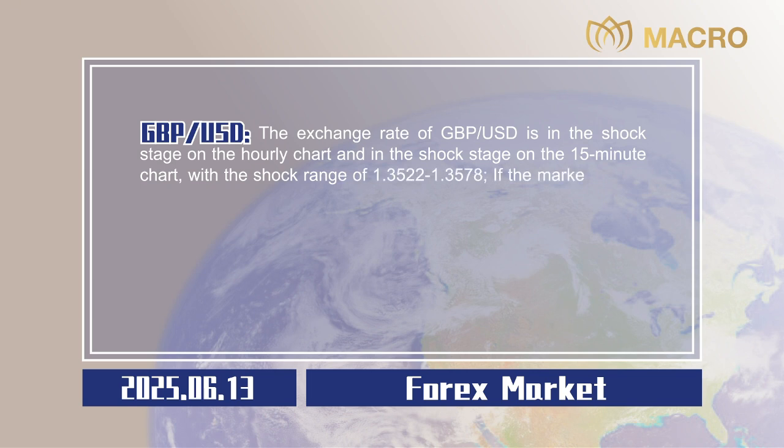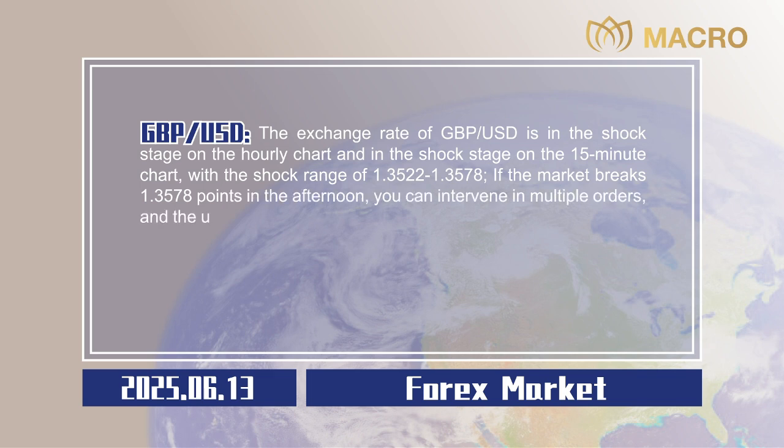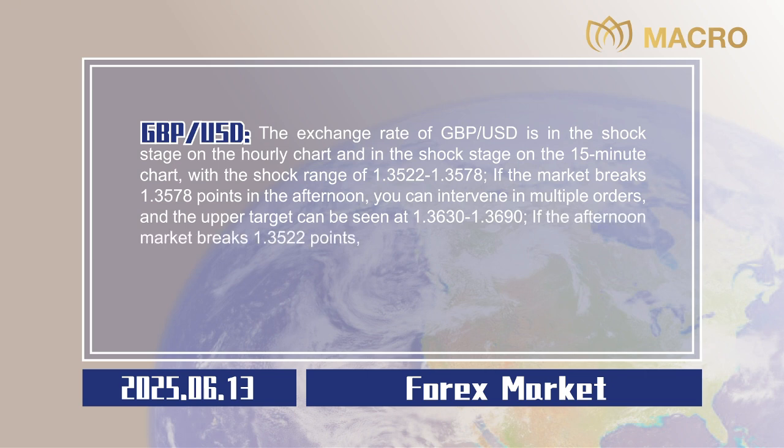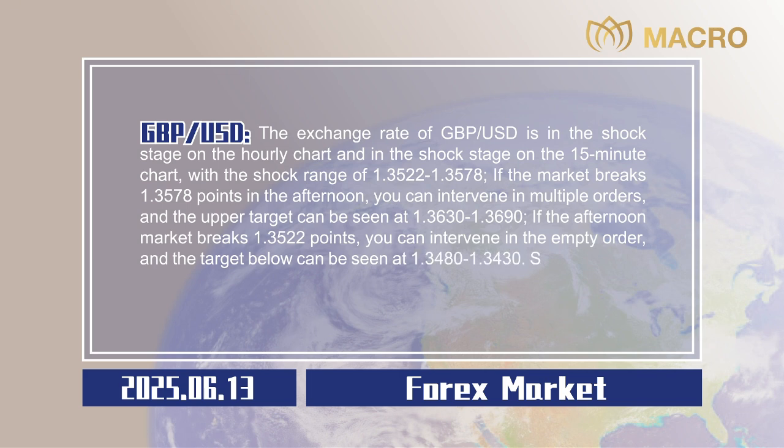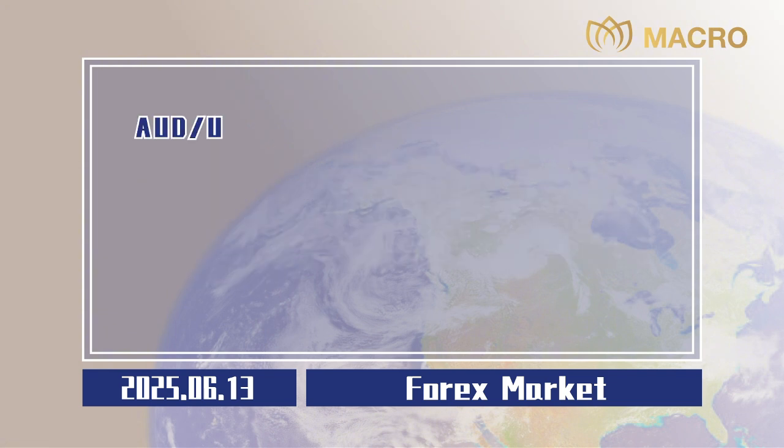If the market breaks 1.3578 points in the afternoon, you can intervene in multiple orders, and the upper target can be seen at 1.3630 to 1.3690. If the afternoon market breaks 1.3522 points, you can intervene in the empty order, and the target below can be seen at 1.3480 to 1.3430. Stop losses are all 20 points, 0.0020.